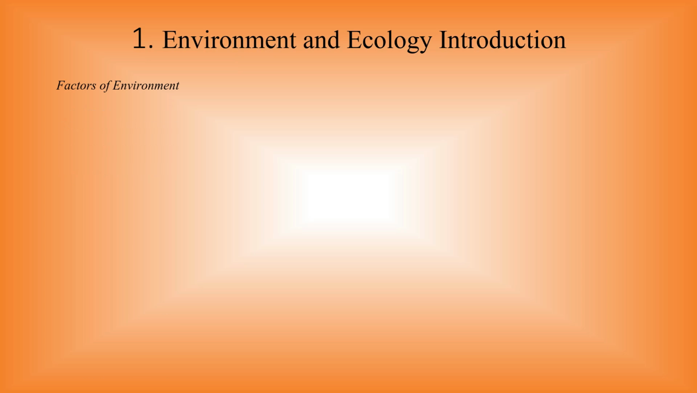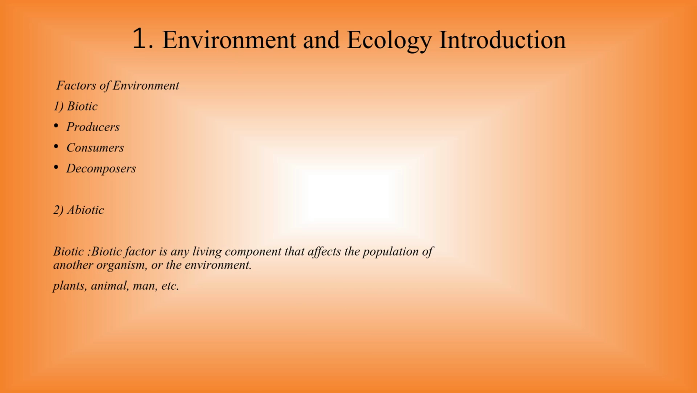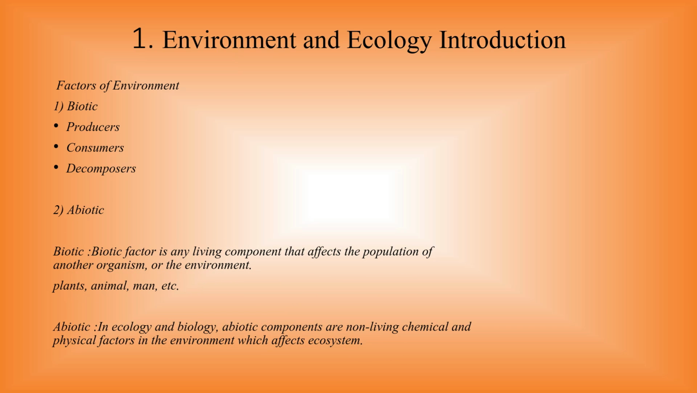Now, we are going to see what are the factors of environment. As I have said earlier, the factors of environment can be biotic or abiotic. Biotic is concerned with living things and abiotic with non-living things. Now biotic factors are usually defined in three ways. Biotic factors can be producers, consumers or decomposers. Now what are producers?